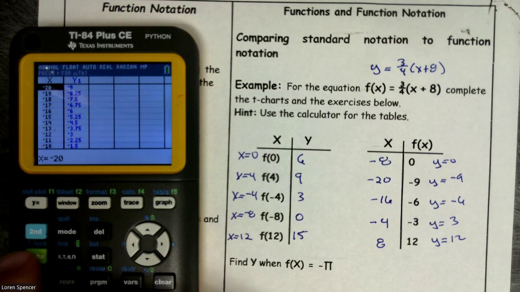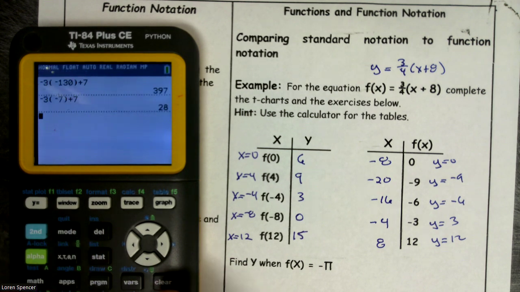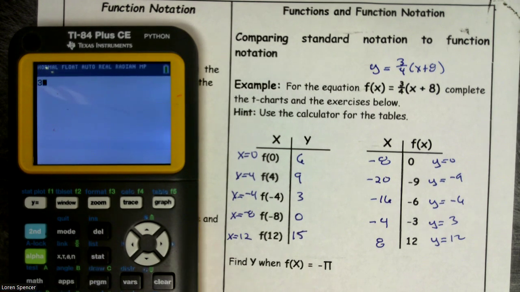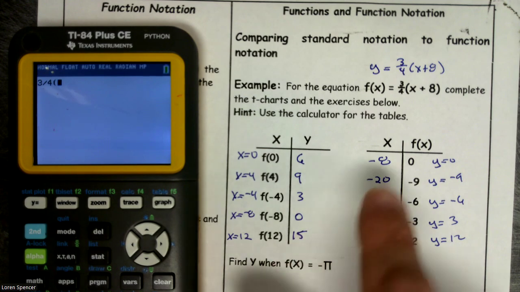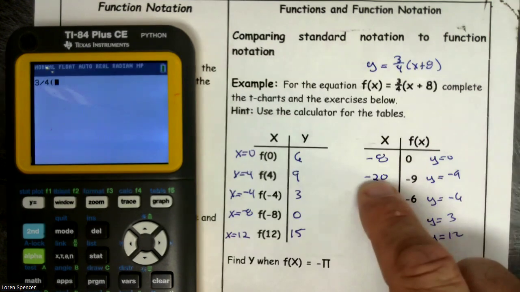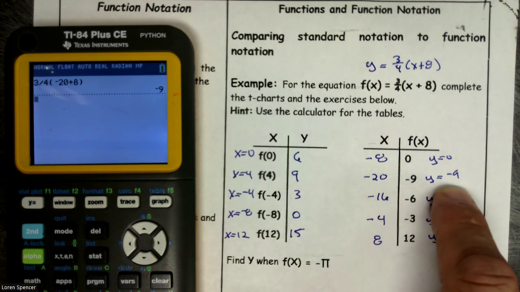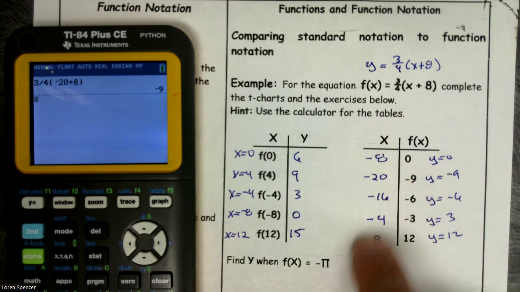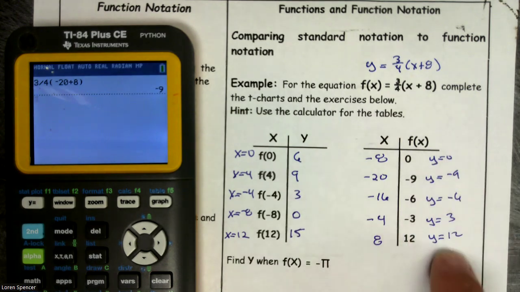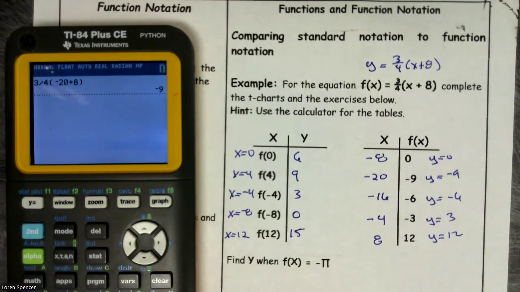I could go and just quit out of that and go, okay, 3 divided by 4, parentheses. Instead of x, I'm going to put in negative 20 plus 8 and close those parentheses. And look, I get negative 9. So if I put in these values for x, I'm going to get these y values over here.